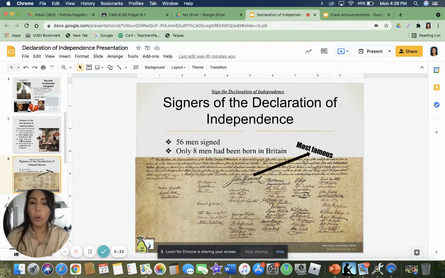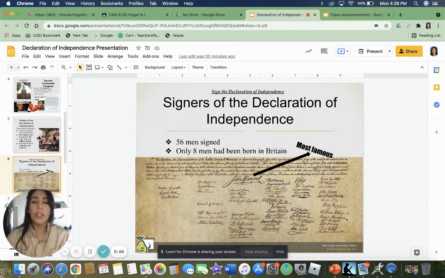Now, in total, once the Declaration of Independence is completed, there's going to be 56 men who signed the Declaration of Independence. Only 8 of these men were born in Britain. The main guy that signs the Declaration of Independence, or the most famous person that signs it, his name is John Hancock.